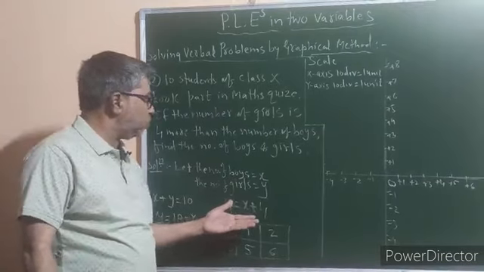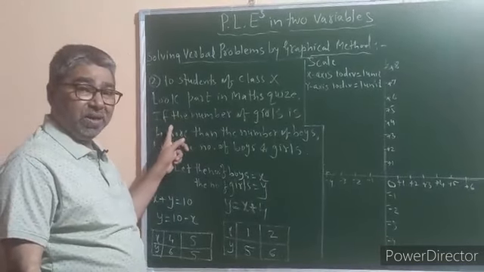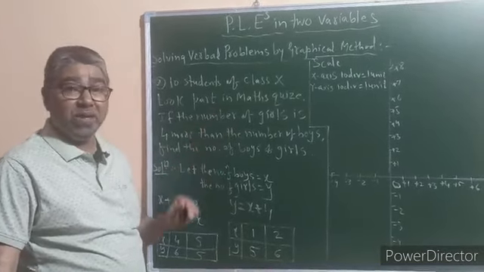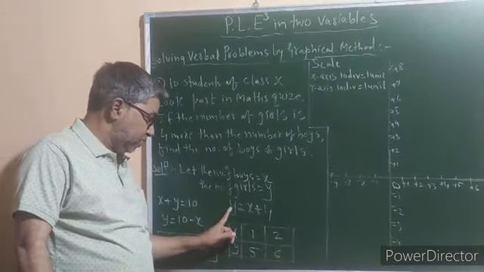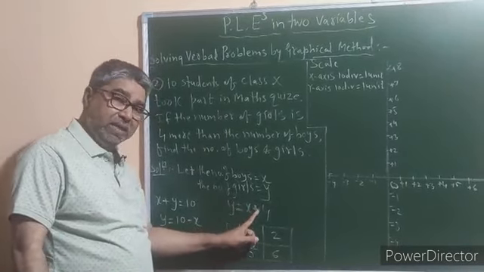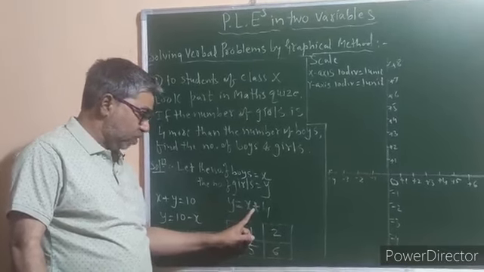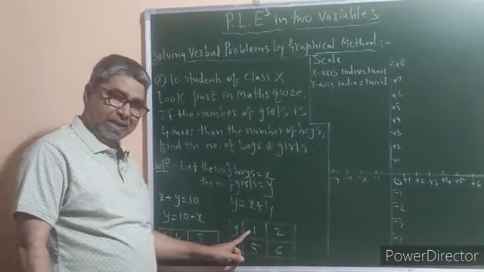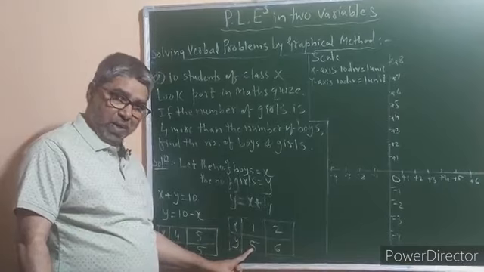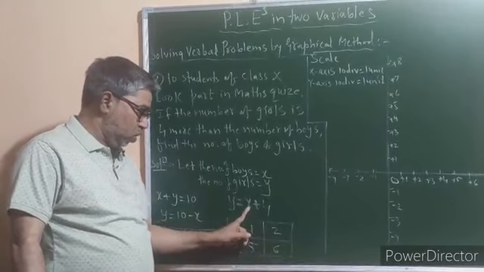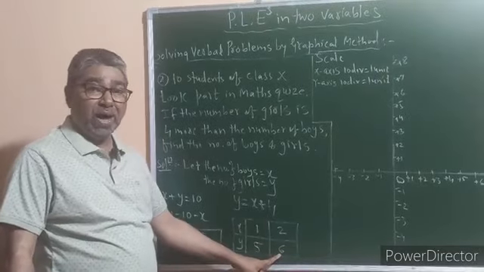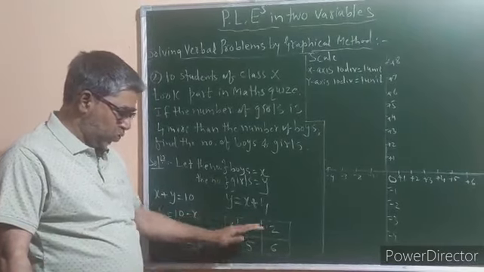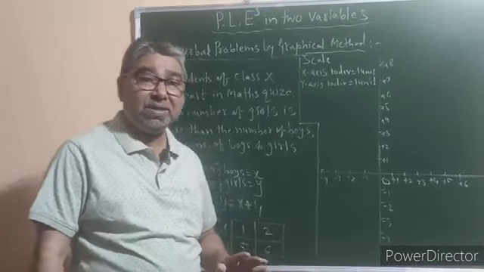Now coming to equation number 2. The second sentence of the question is: if the number of girls is 4 more than the number of boys. So the number of girls is y, that is 4 more than the number of boys, which means y is equal to x plus 4 will be our second equation. Now if the value of x is taken as 1, 1 plus 4 will be 5, the value of y. If the value of x is 2, 2 plus 4 will be 6, the value of y will be 6. So (4, 6), (5, 5), (1, 5) and (2, 6). These 4 ordered pairs are with us.